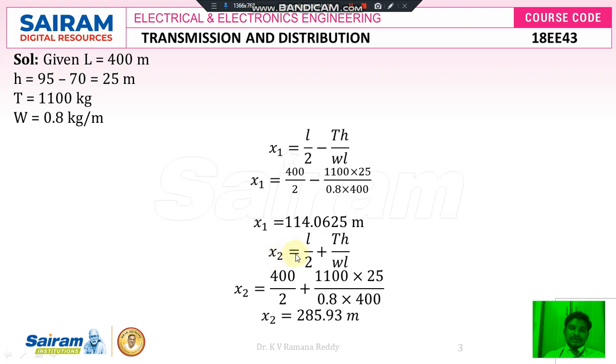Then similarly we have to find one more sag, that is with respect to tower B height, X2, which is equal to L by 2 plus TH divided by WL. Here L is 400, so X2 is 400 divided by 2 plus tension T 1100, into H, 25, divided by W, 0.8, into L, the length of the span, 400. After simplification, X2 is equal to 85.93 meters. That means sag S2 with respect to tower B height is 85.93 meters.